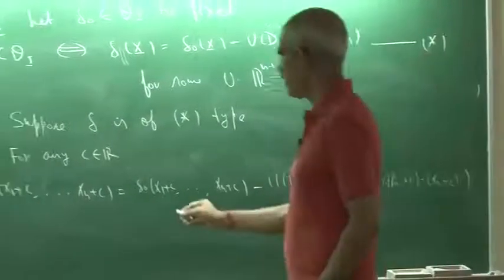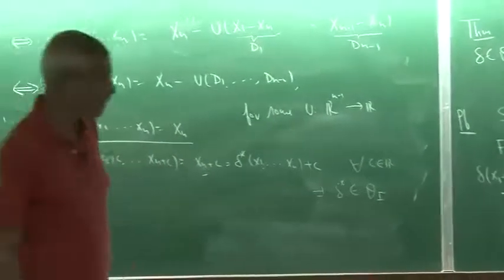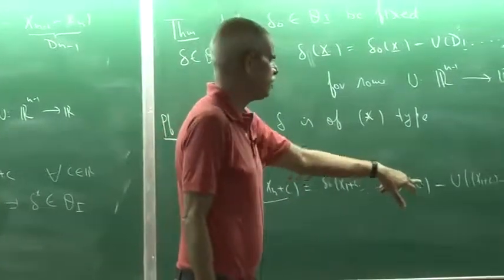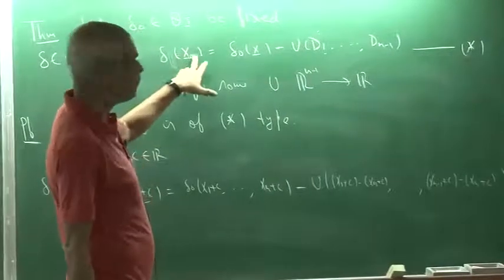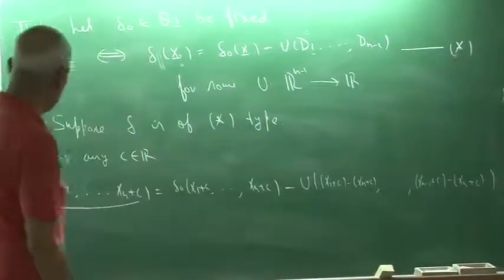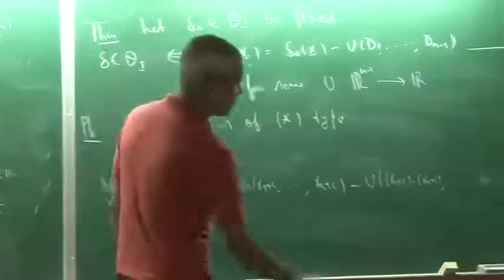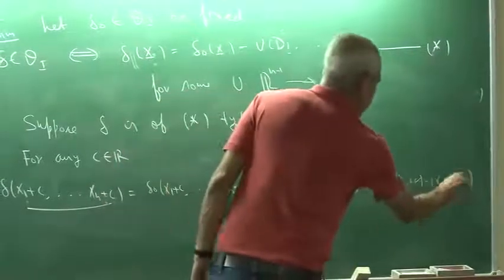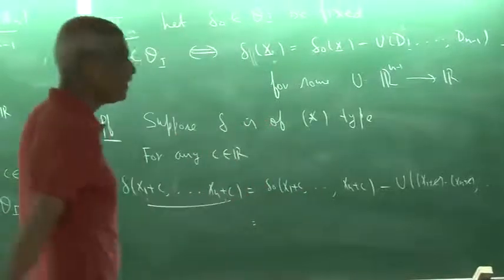Because what is happening over here? My observations are x1 plus c, x2 plus c, ..., xn plus c. So it is the same as delta naught of x1 plus c, x2 plus c, ..., xn plus c, minus u of x1 minus the last component, x2 minus the last component, and so on. This minus the last component is nothing but x1 minus xn, because this c gets cancelled, this c gets cancelled.